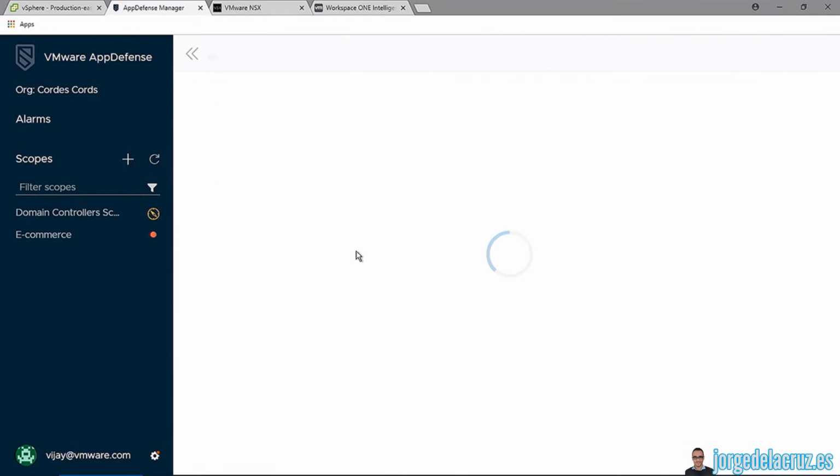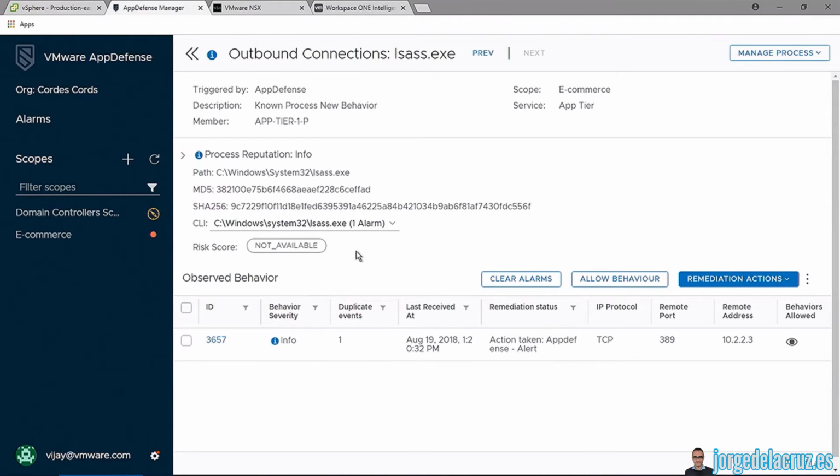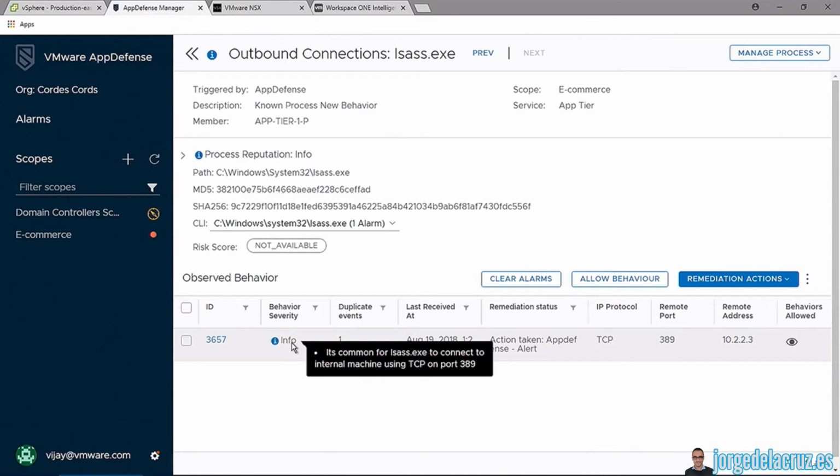Let's look at an example. LSASS.exe is exhibiting a behavior that we've not seen during the learning period. Okay, so this machine has never behaved this way. But again, our machine learning models have seen thousands of instances of this process. They know this is normal. It talks on 389 all the time. So what it's done is a few things. It's lowered the criticality of the alarm. Okay, so false positives. Exactly.